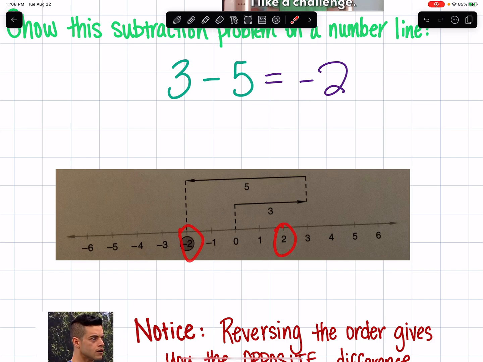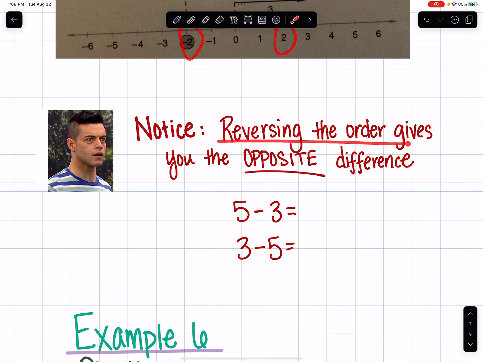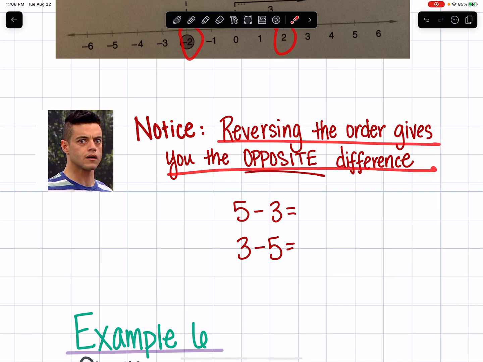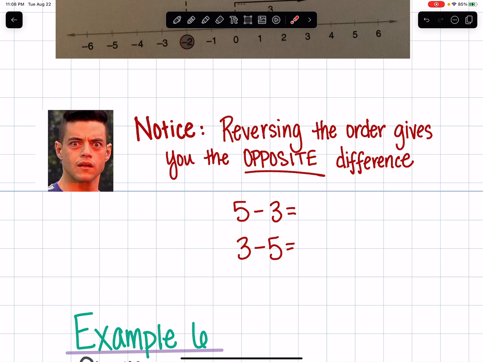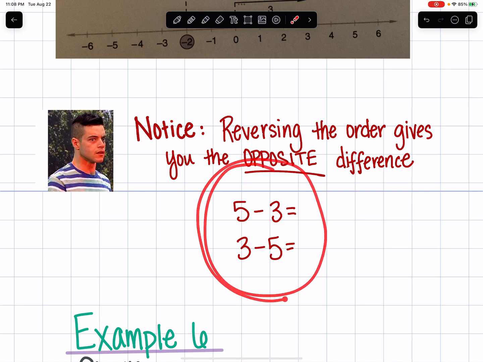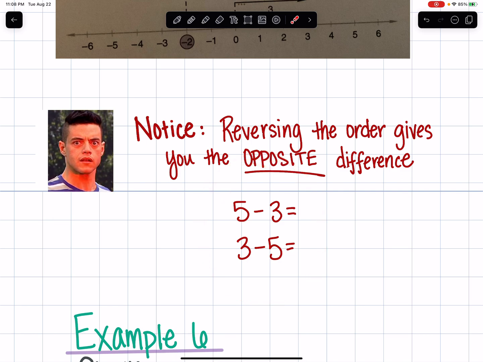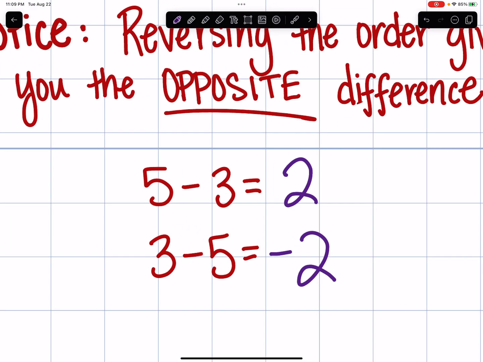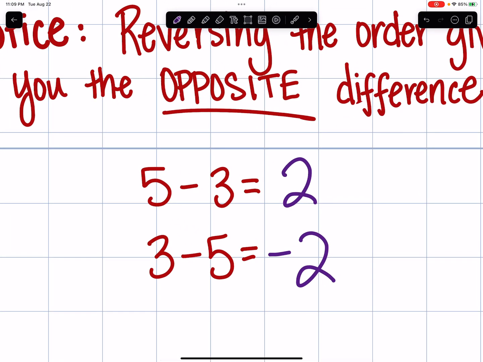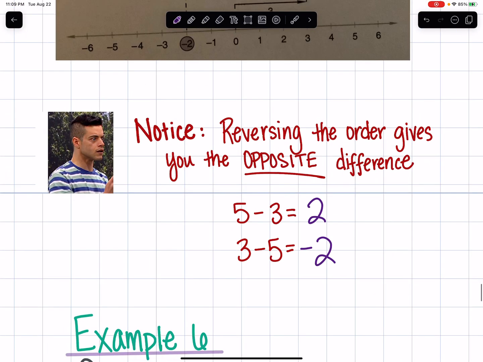2 and negative 2 are opposites. So when you reverse the order, it gives you the opposite difference. Are you shocked by this? This is a shocking revelation if you didn't know this before. But since subtraction is not commutative, it turns out that when you switch the order of subtraction, you will get the same number, but it'll be the opposite. It's like Bizarro world. See, 5 minus 3 is 2, 3 minus 5 is negative 2. And that works for different subtraction problems. In fact, it will make the last example super easy for us.